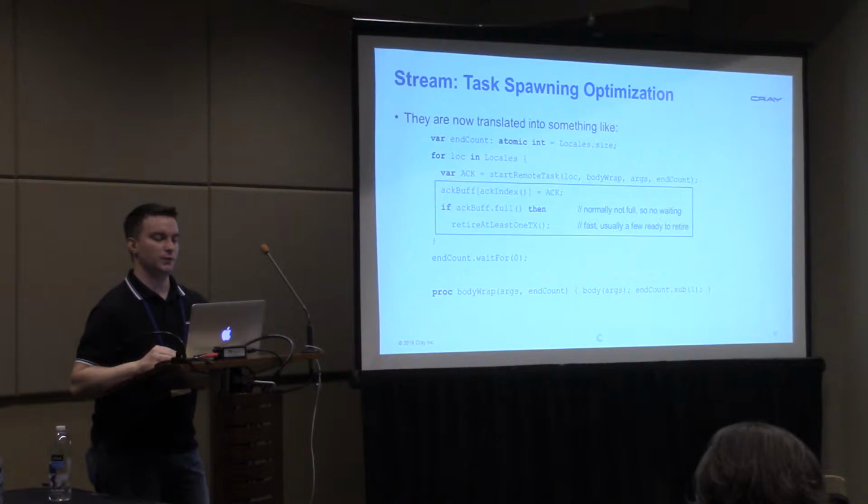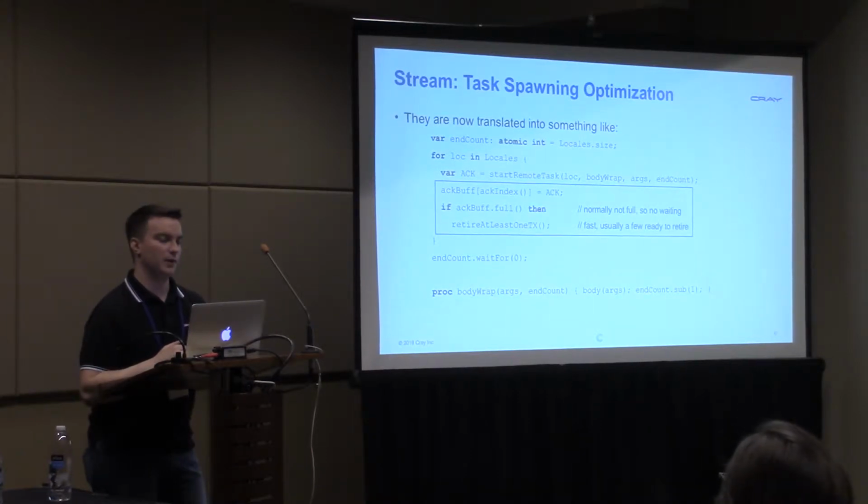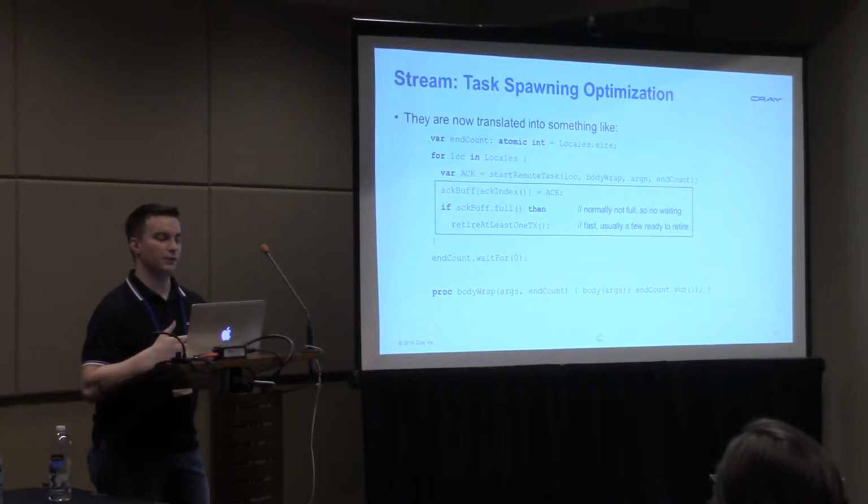So what we did is we turned this blocking communication into non-blocking. Instead of immediately waiting for the acknowledgement, we're now storing that into a buffer, and only if the buffer is full do we actually try to retire any transactions. These have been tuned in size so that normally the buffer is not full, and if it is, there are usually completed transactions ready to retire. So there's basically never any blocking that occurs here.